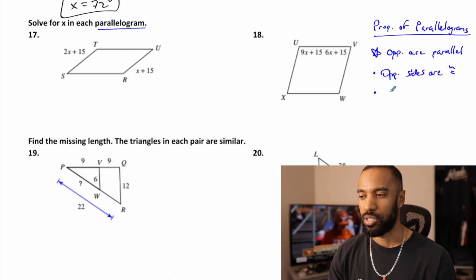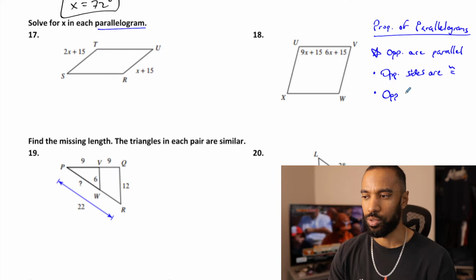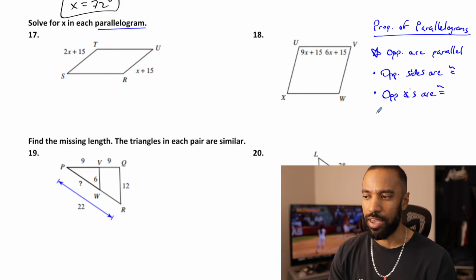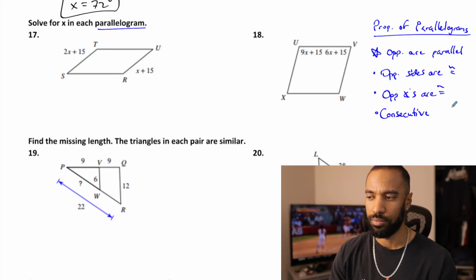A few other properties here. Opposite angles are also congruent in a parallelogram. But the consecutive angles are supplementary. Consecutive angles meaning ones that are right next to each other.